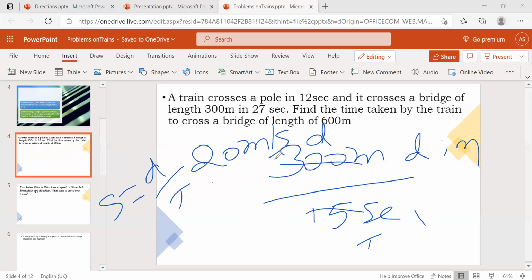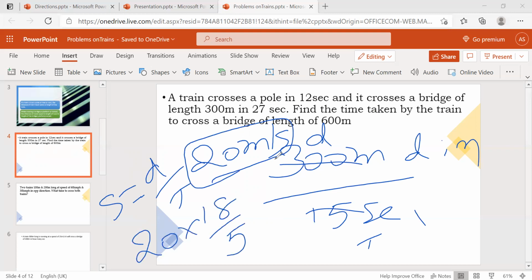If they ask in kilometers per hour, so 20 into 18 by 5. So 5 ones, 5 fours. 72 kilometers per hour. Is it clear? So based on this data, we solved three types of problems. Okay. So if you know the concept, then it's very easy to solve these train-related problems, the object-based problems. It's very easy.